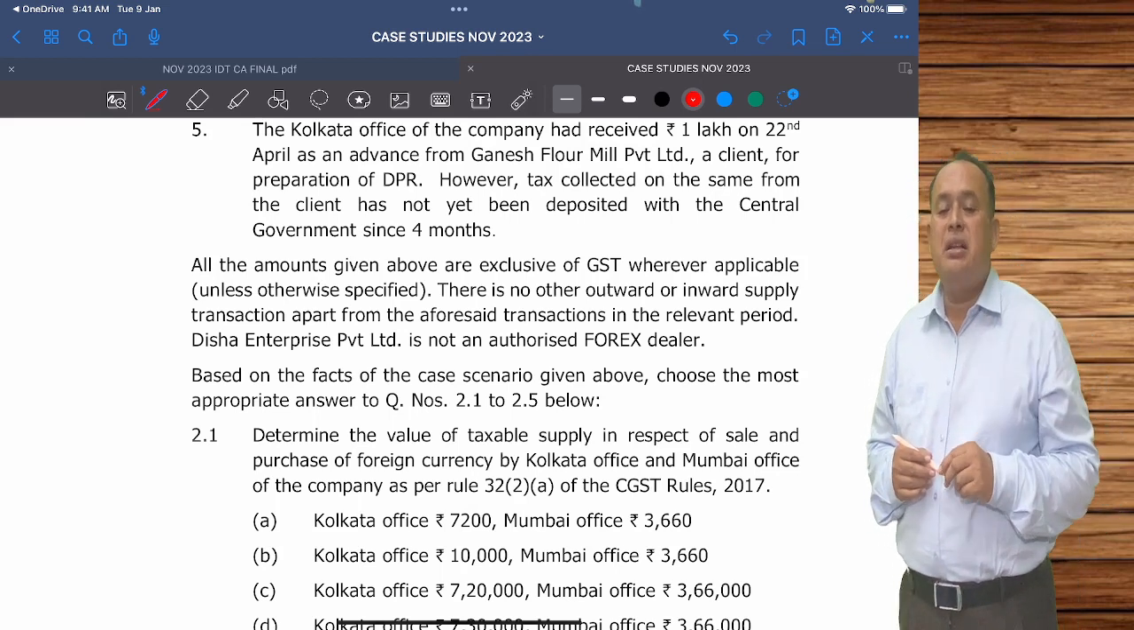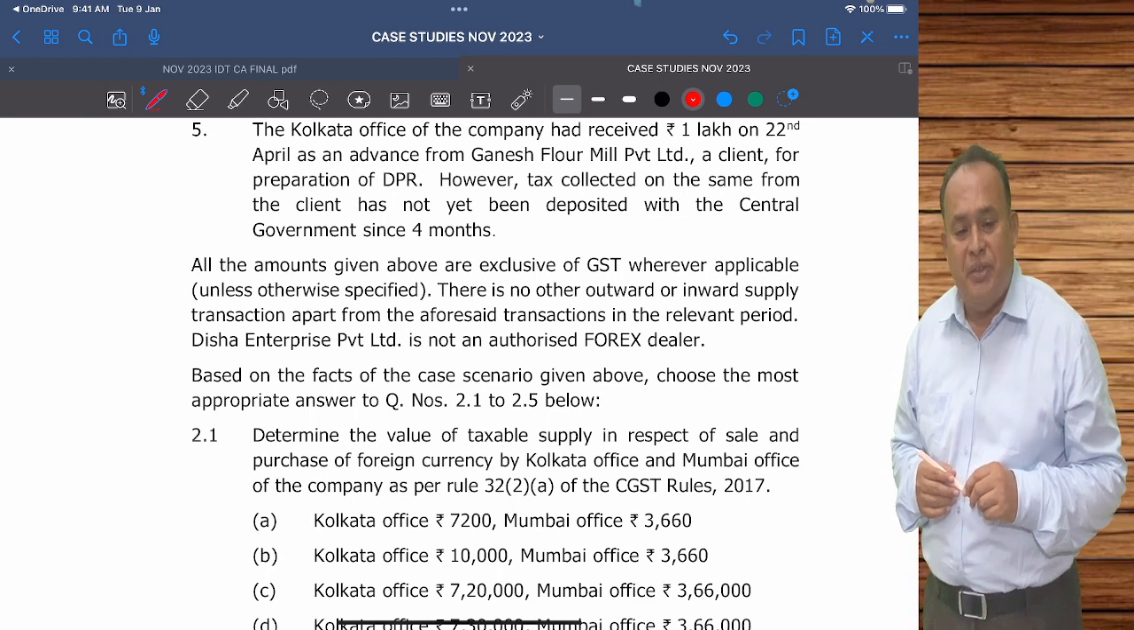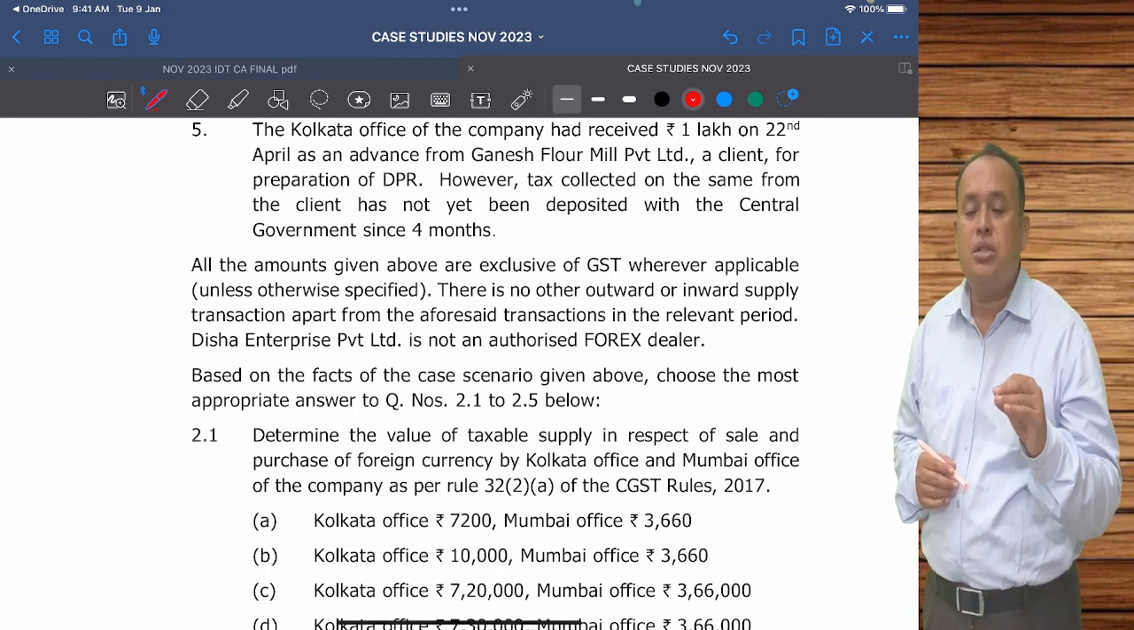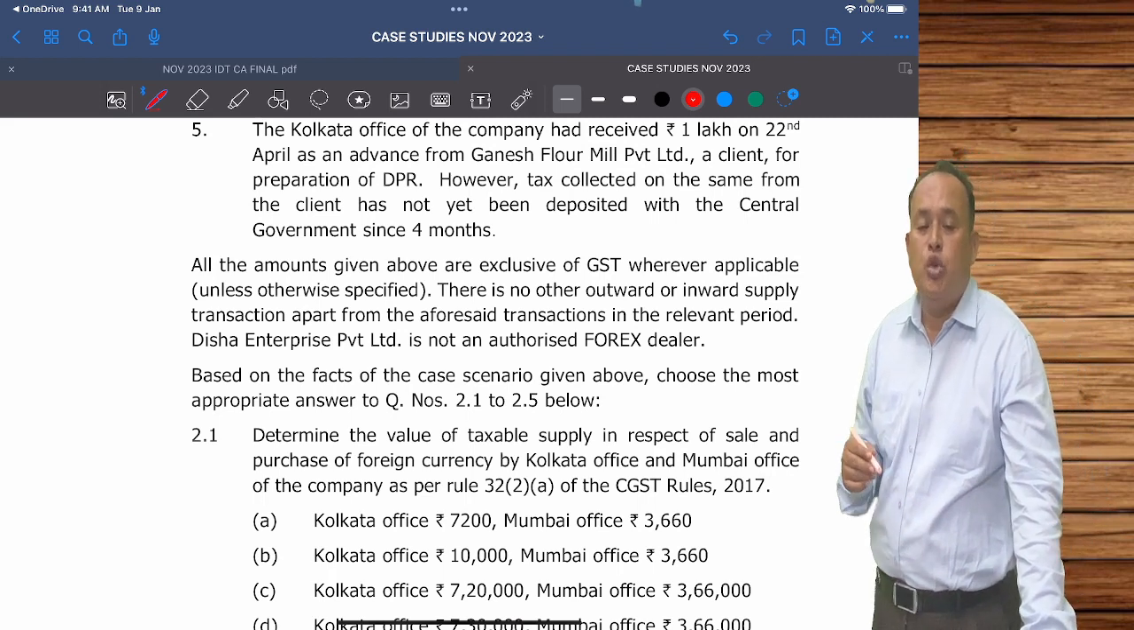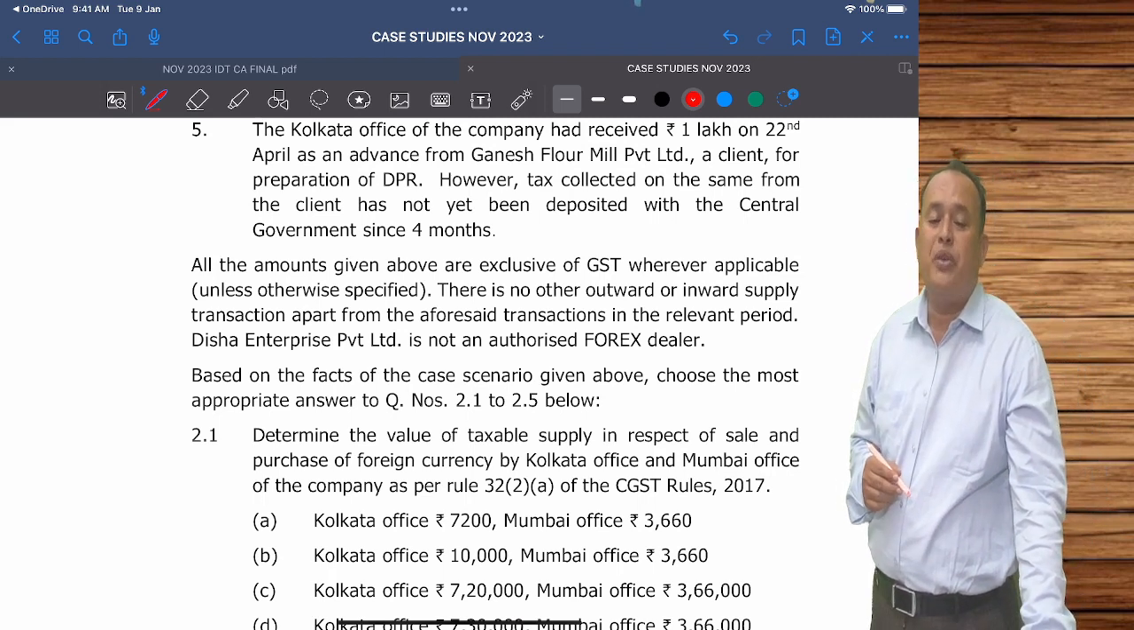Further, based on the facts of the case scenario given above, choose the most appropriate answers to question number 2.1 to question number 2.5 below.